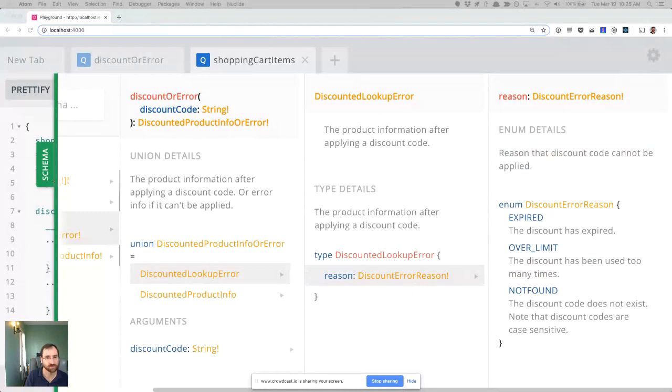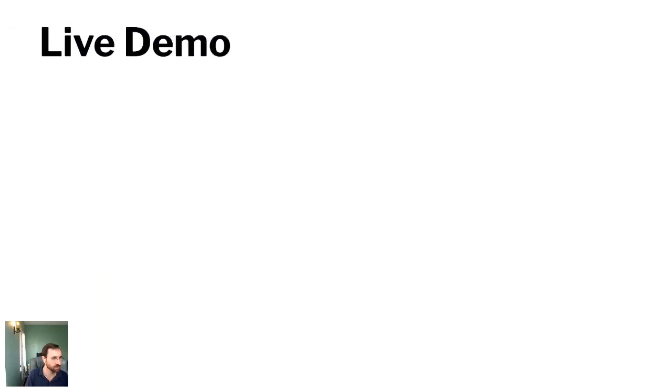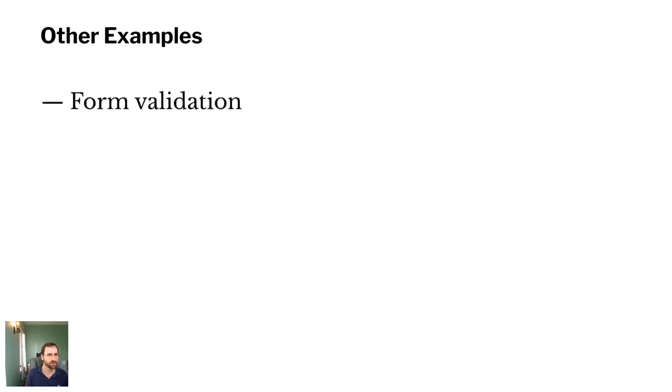Okay, so that's more or less what I wanted to cover in the live demo. So just a quick note, some other examples, some cases where modeling GraphQL errors comes up quite a lot is form validation. So what's the right tool in your toolkit?